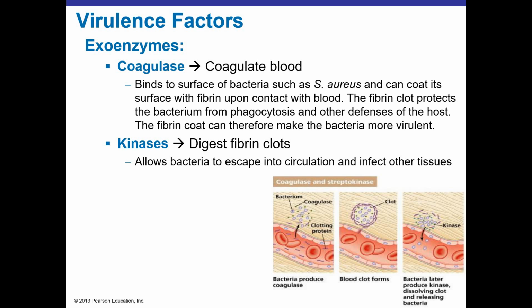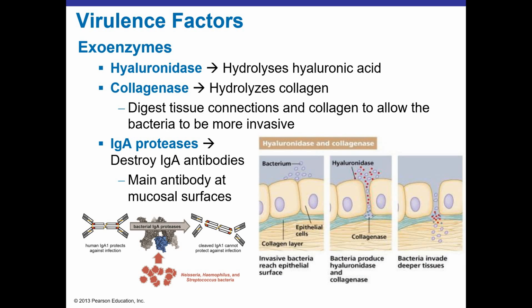It also allows the bacteria to proliferate within that clot, and therefore it allows the bacteria to be more virulent. Then these same organisms often use kinases that then digest that fibrin clot. So this then allows the bacteria to escape into circulation and to infect other tissues. So we see in the diagram here an example of the coagulase and a specific kinase, streptokinase, that's allowing the organism to get into circulation.